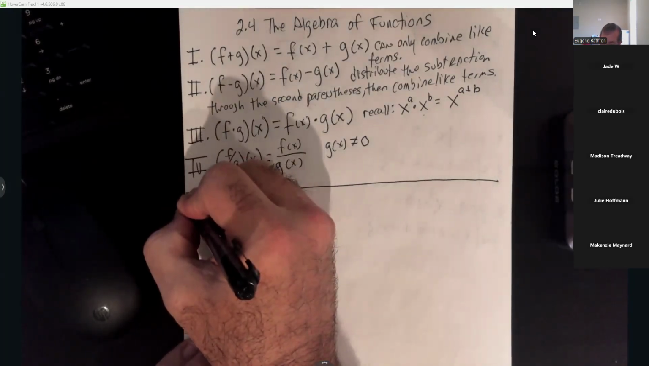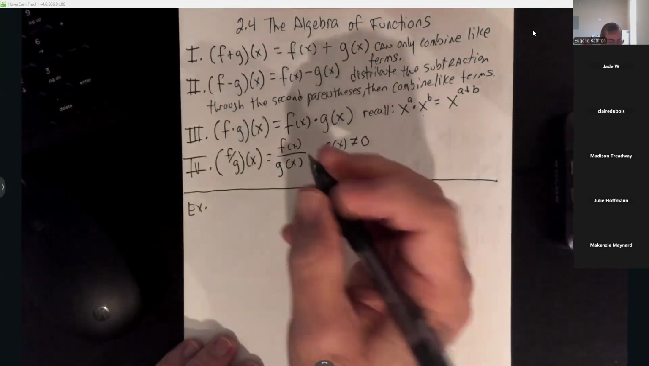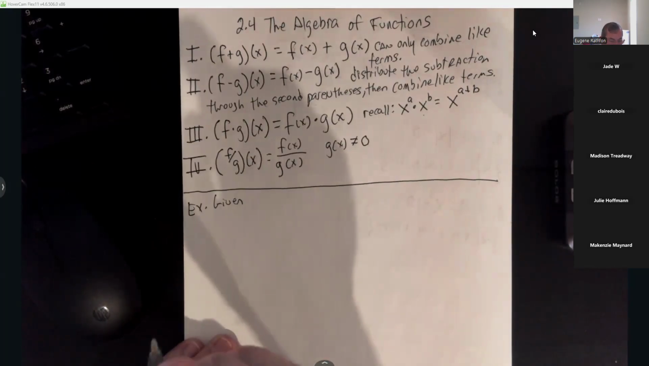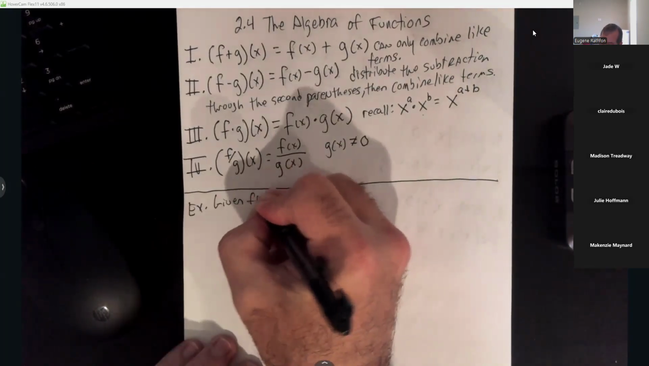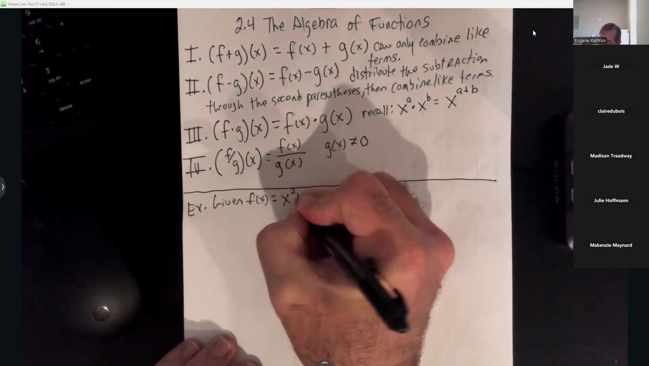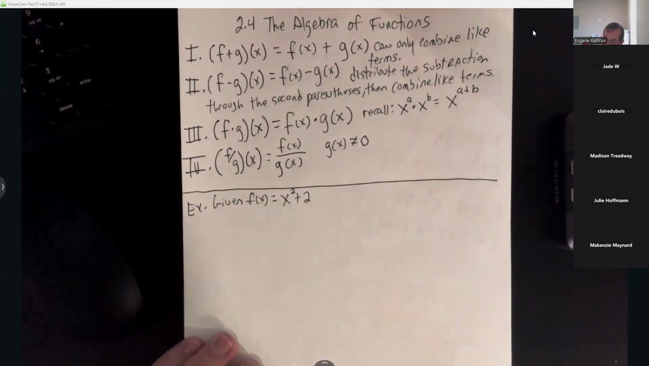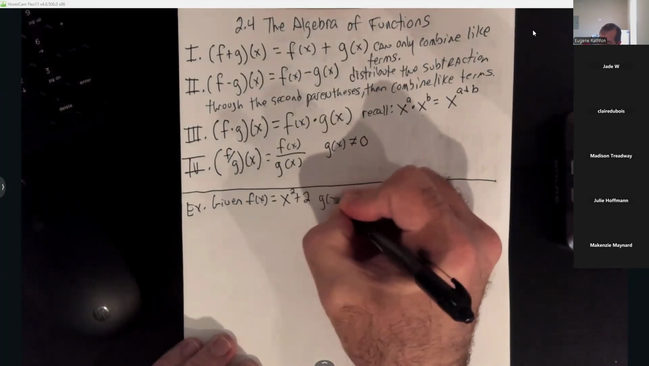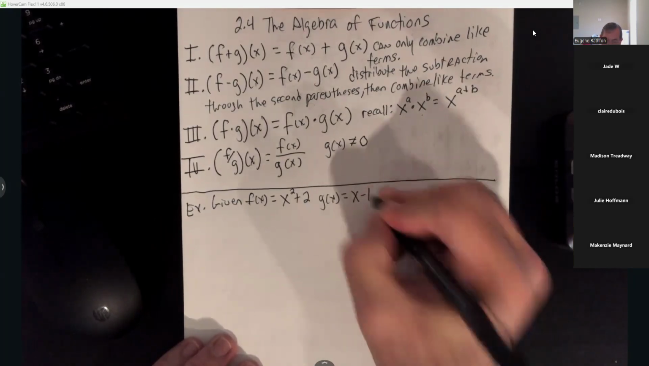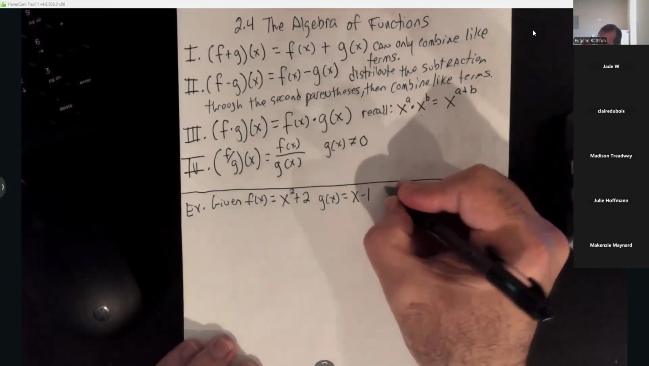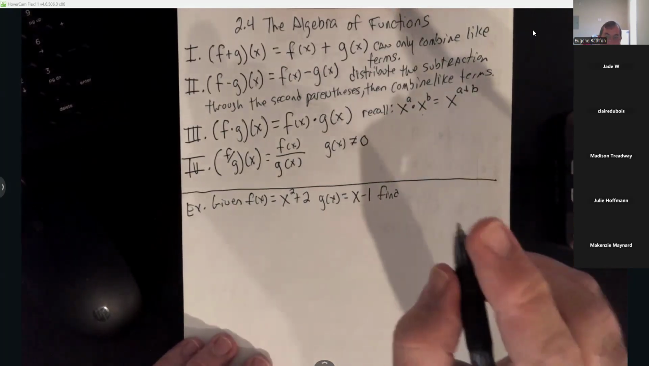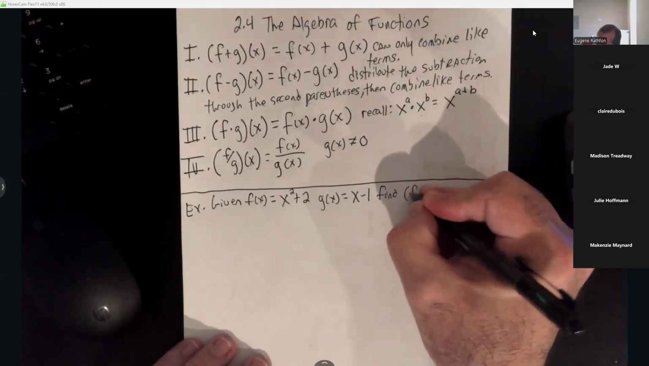All right, y'all. So let's start with my first one. We're given f of x equals x squared plus 2. And g of x is going to equal x minus 1. They want me to find f plus g of x.